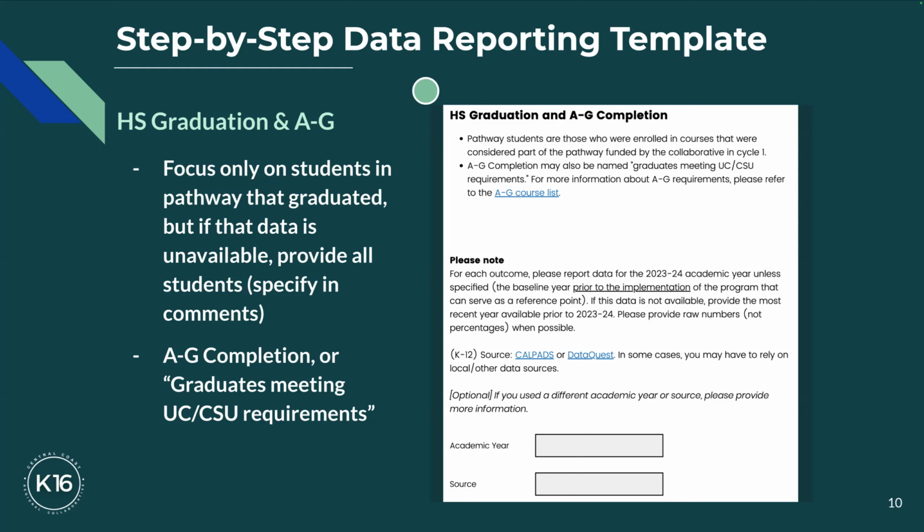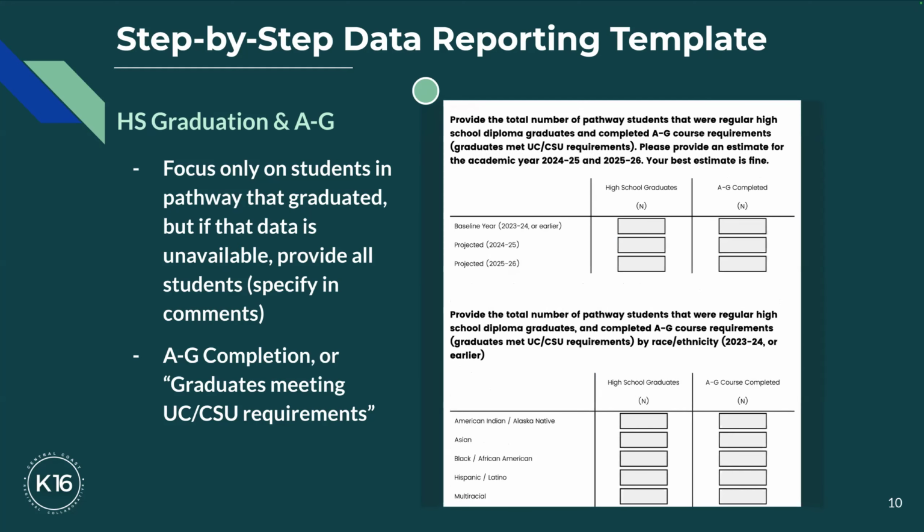And one thing to note is that here we're asking you to focus on pathway students. So for example, how many of them graduated high school, how many completed A through G, but that may be a little bit more granular than the data that is available to you. So if you can only report on all students for this section, we just ask that you elaborate in the notes and say that data for pathway students was unavailable. These are numbers for all students.